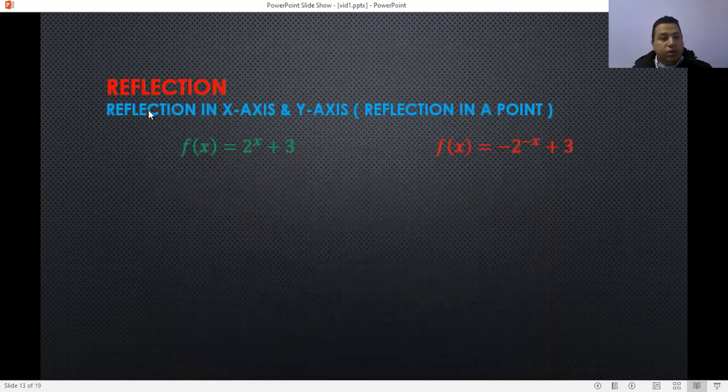What about a reflection followed by another reflection? If I change both signs, this sign and this sign, then what will happen? In this case, we have two reflections: reflection in the x-axis and reflection in the y-axis. I'm going to share another program with you to make sure that you get the idea of 2 to the power x and 2 to the power negative x.